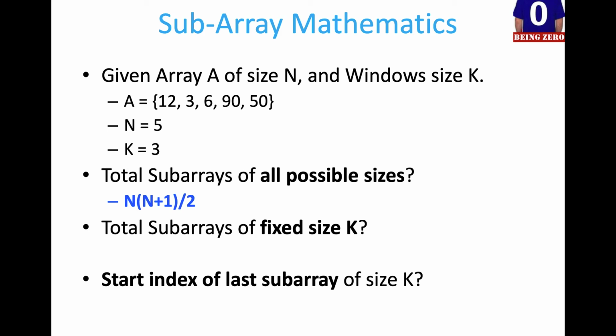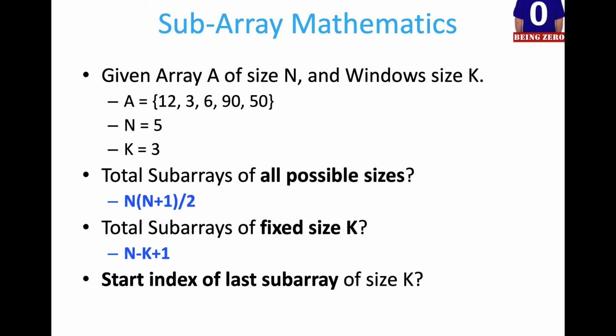Now let's move to the second question. How many subarrays are there of fixed size k? If I ask you how many subarrays there are of size 3, we actually saw that there were 3, because it is 12, 3, 6, then 3, 6, 90, and then 6, 90, 50. If you want to come up with a formula for that, it will be n minus k plus 1. That is the number of subarrays that we have of size k.